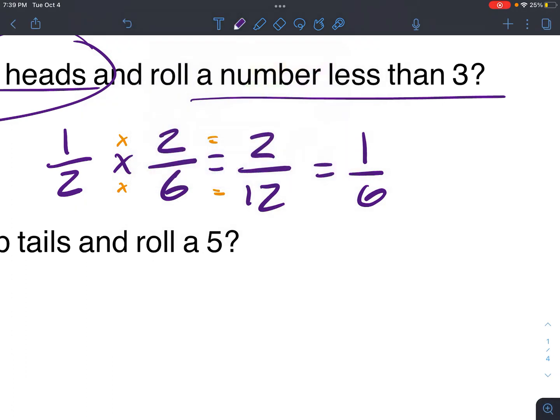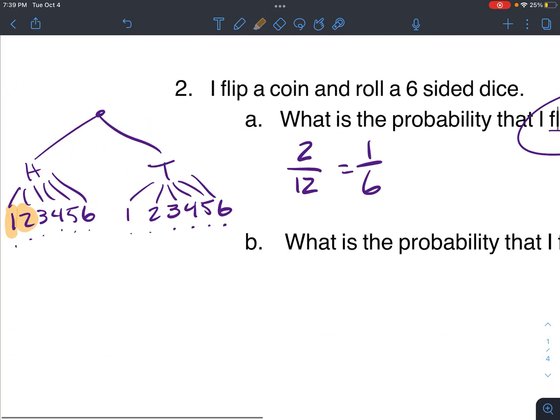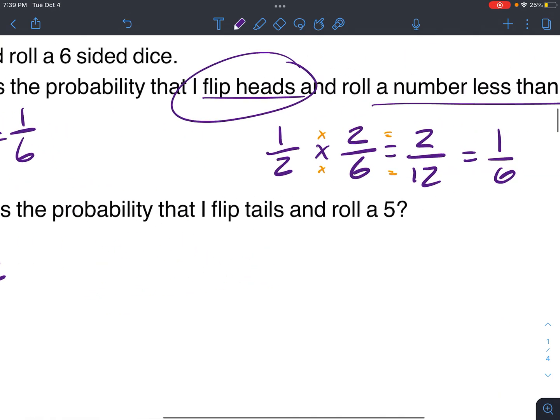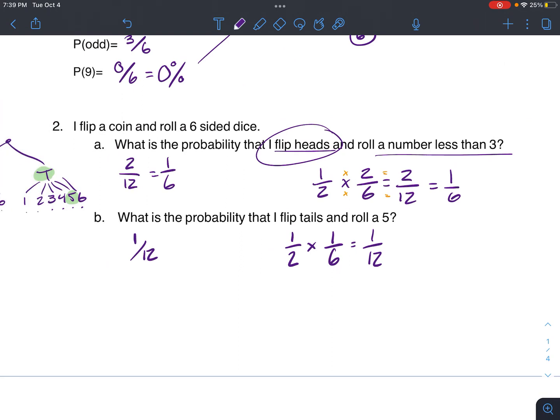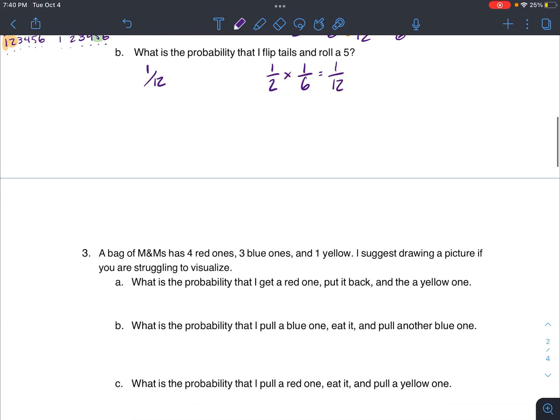Easy enough. Next, what's the probability I flip tails and roll a 5? Let's choose a different color. Let's choose green. So tails and a 5. Now we only have one desirable outcome out of 12 total. And we could do the same thing we did before. Tails is 1/2 times 1 over 6 total outcomes. So it's 1 over 12. So there's two different ways to get these answers. Choose whichever one you're more comfortable with. All good with me, doesn't matter.